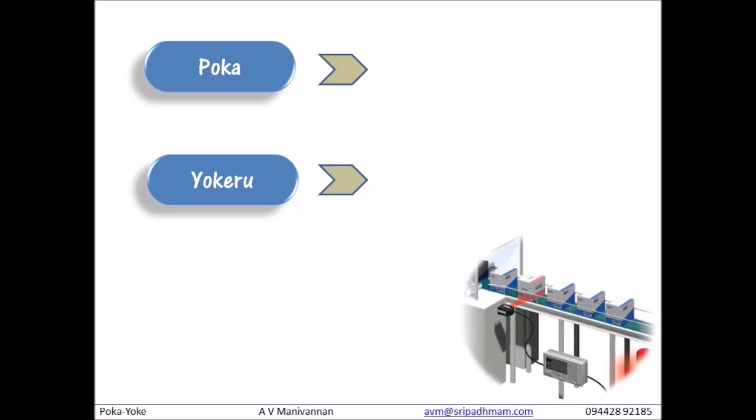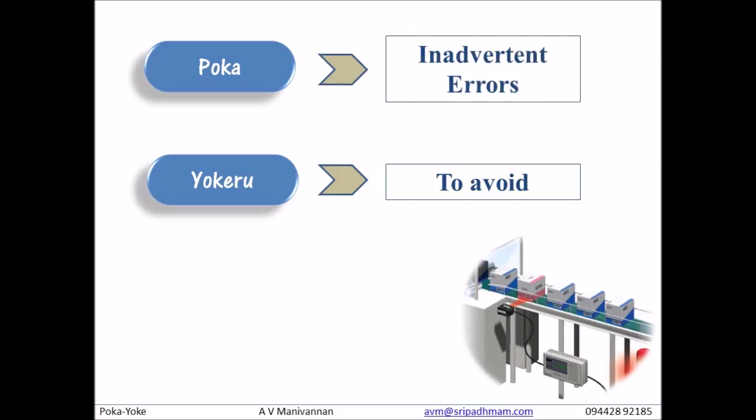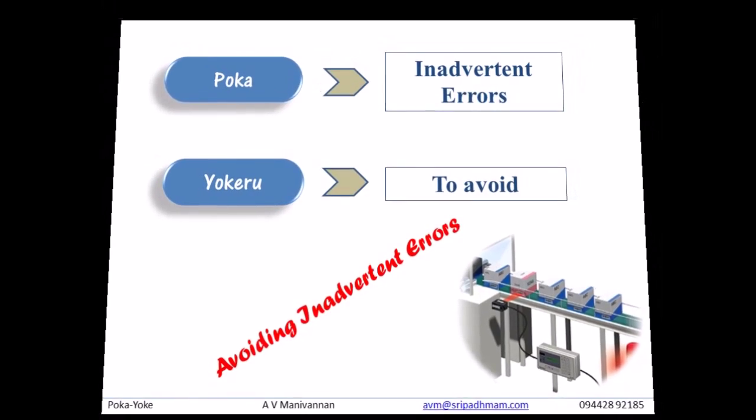There are two words in it. One word is Poka, the other word is Yokeru. Poka Yokeru. Yokeru is to avoid. Avoiding of what? Inadvertent errors. So, it is avoiding inadvertent errors, which is called Poka Yoke.